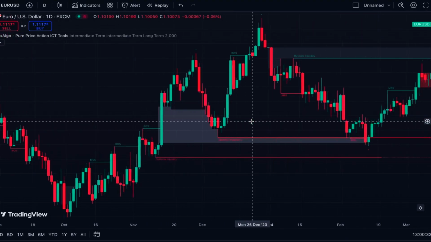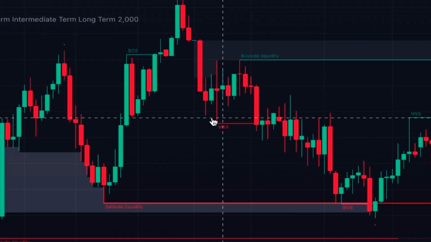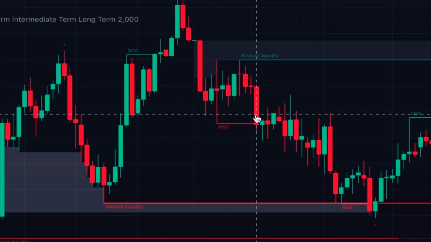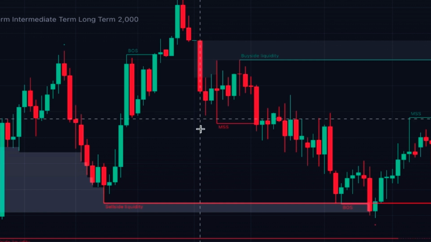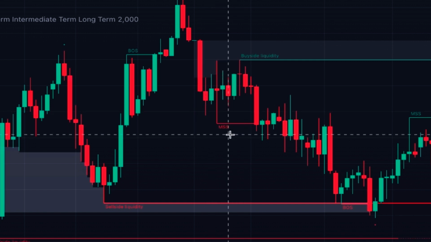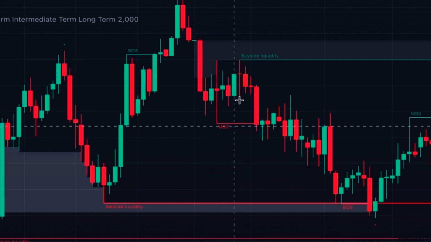And similarly, when the price is in an uptrend and the last higher low is broken, I mean we get a candle closed below the last higher low, this is market structure shift and it is a signal that probably the price is turning to a downtrend.